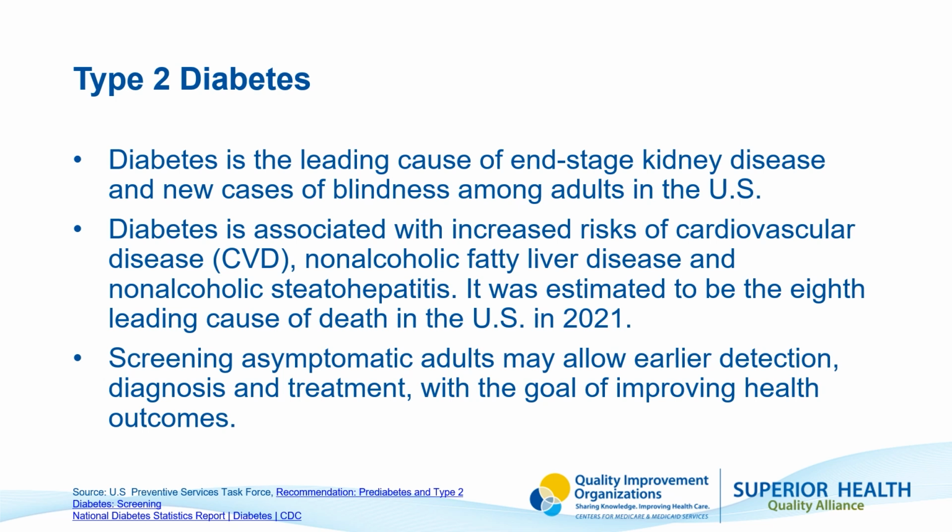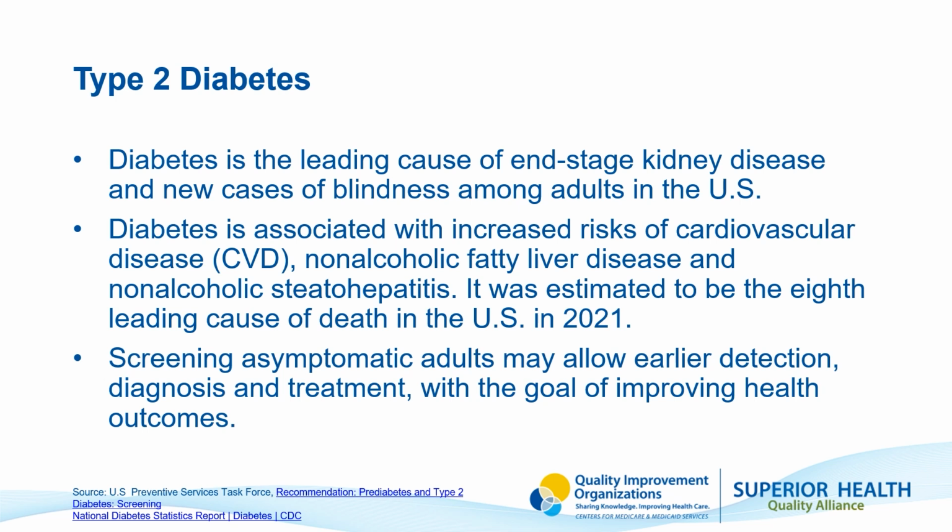Type 2 diabetes is the leading cause of kidney failure and new cases of blindness among adults in the U.S. Diabetes is associated with an increased risk of cardiovascular disease and affects every system and organ in your body. It is also linked to non-alcoholic fatty liver disease and non-alcoholic steatohepatitis. In 2021, diabetes was estimated to be the 8th leading cause of death in the U.S.